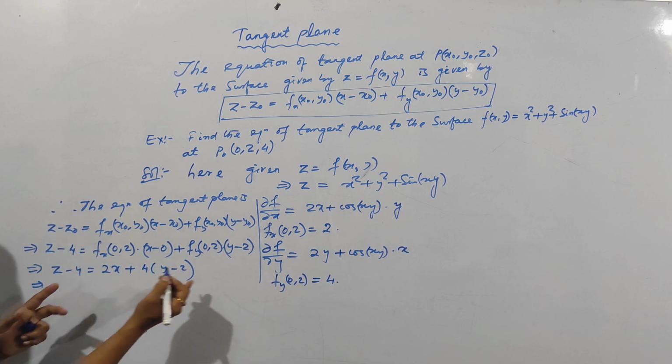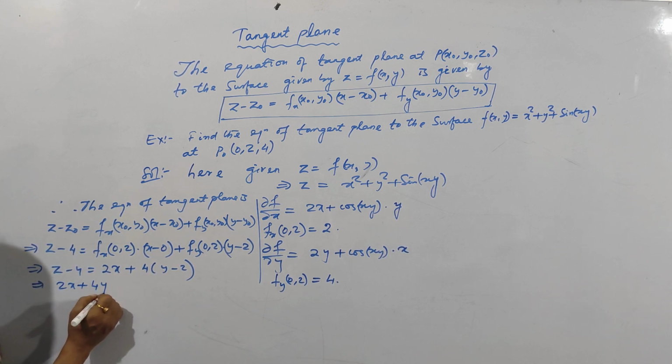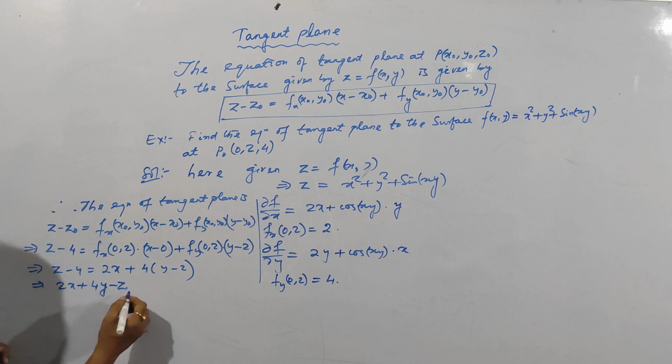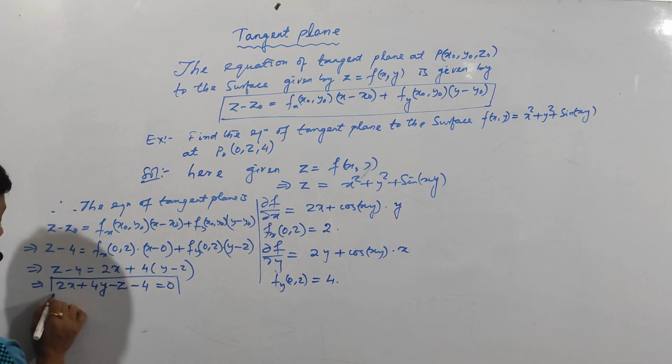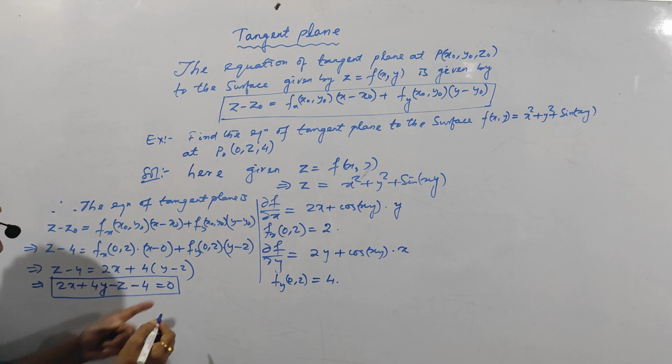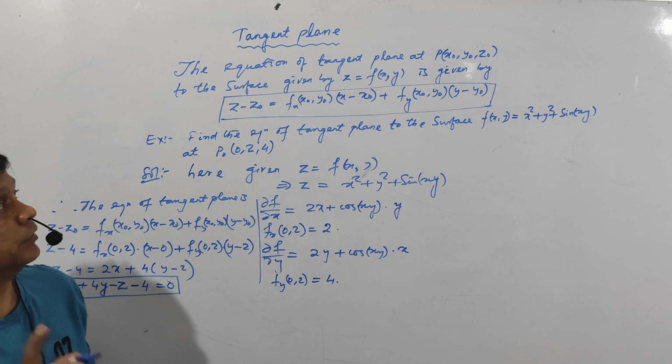And now take everything to one side. It is 2x plus 4y. Z to that side, take it to the right-hand side, then it is minus 8, it will be plus 4, it will be minus 4 equal to 0. Clear? So this is the equation of the tangent plane for this equation on this surface at (0, 2, 0).